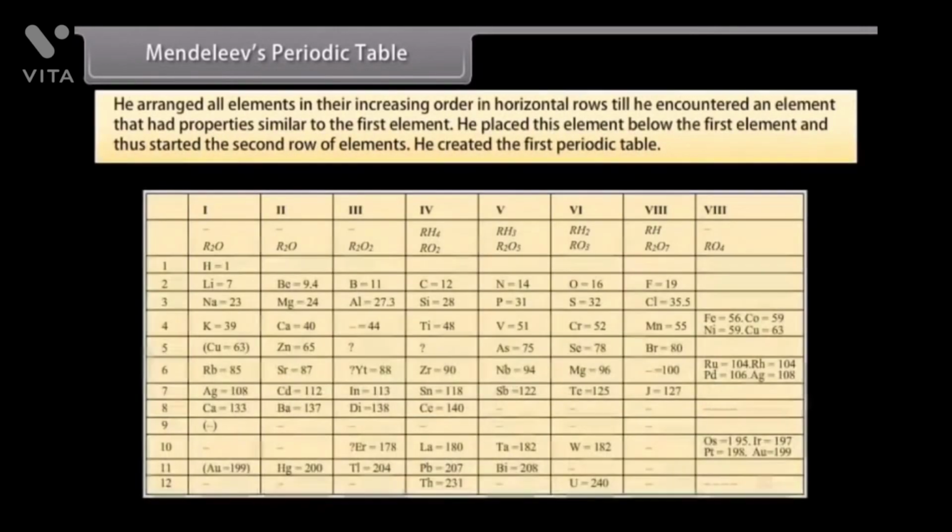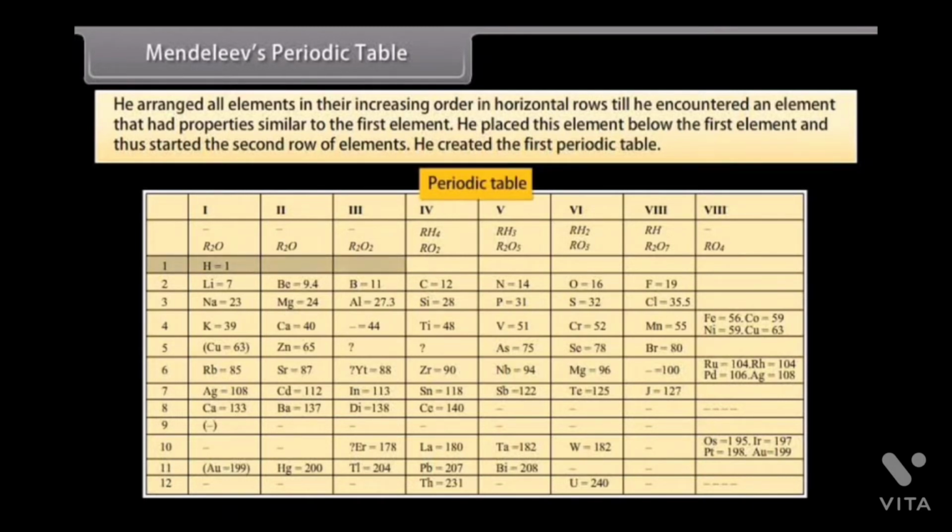A tabular arrangement of the elements based on the periodic law is called periodic table. Mendeleev arranged all elements in their increasing order in horizontal rows till he encountered an element that had properties similar to the first element. He placed this element below the first element and thus started the second row of elements. This helped him to arrange all the known elements according to their properties. He was thus able to create the first periodic table.